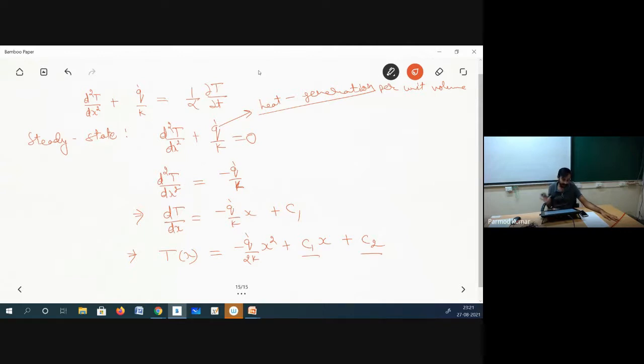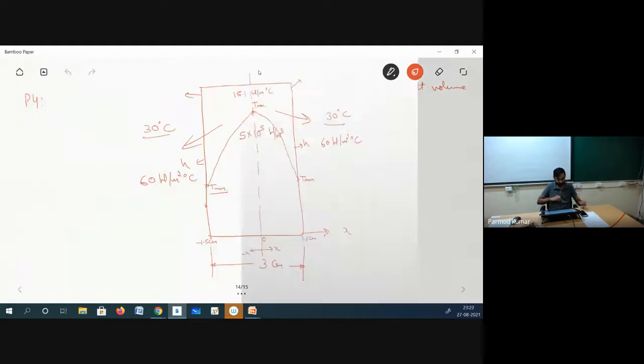Okay. So now I have two constants, c1 and c2. If I have to determine these two constants, what I have to do? I have to supply two boundary conditions. Is it clear? Mathematically also, if you see, the order of the equation is 2. So I have to supply two boundary conditions over here. Can you tell me what will be the boundary conditions? Some hint I have already given to you.